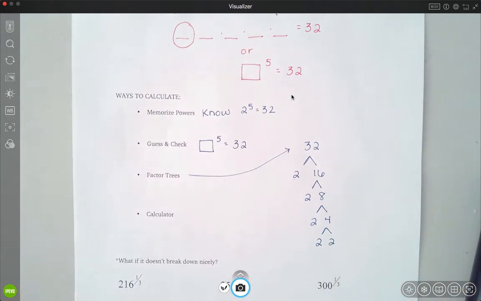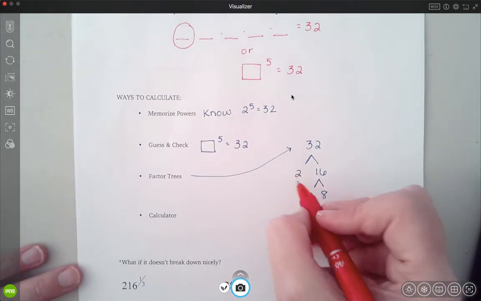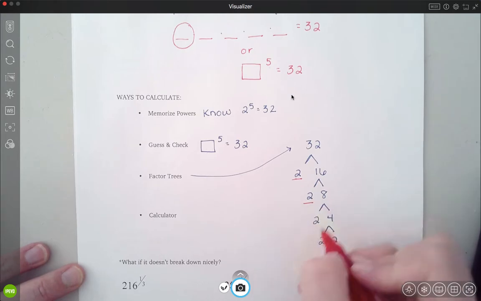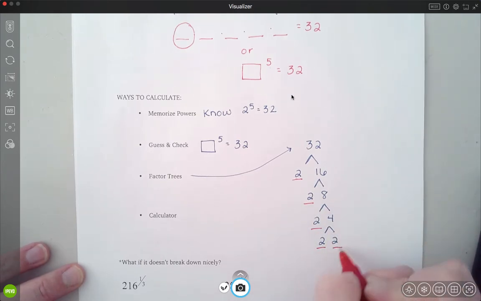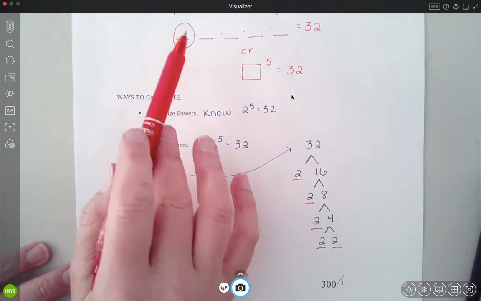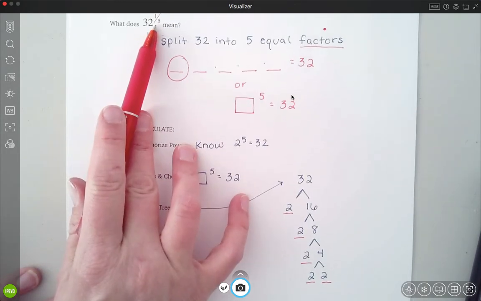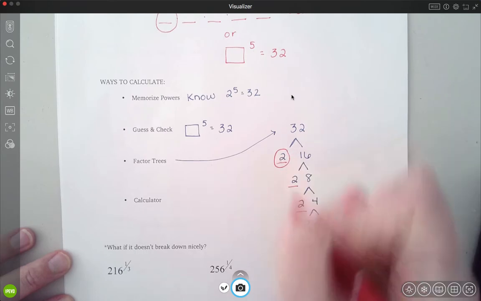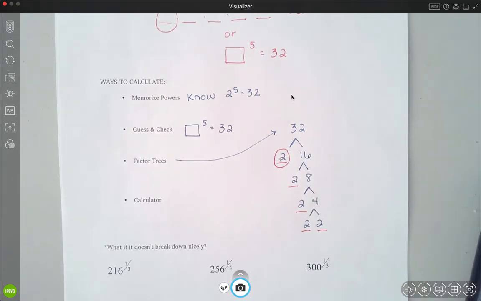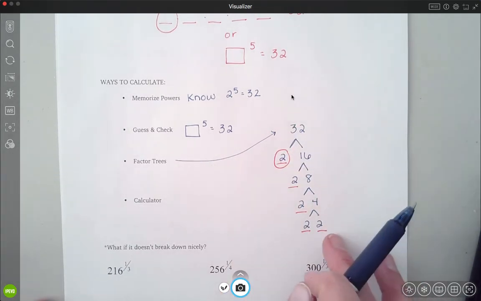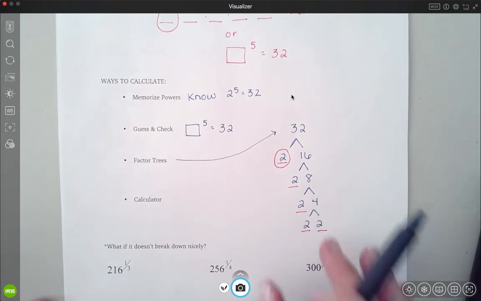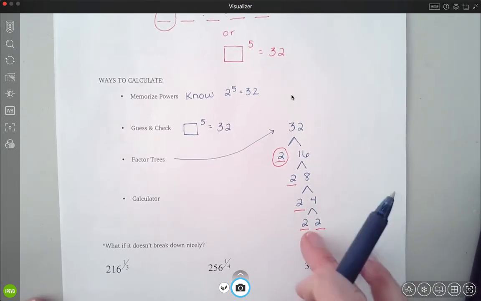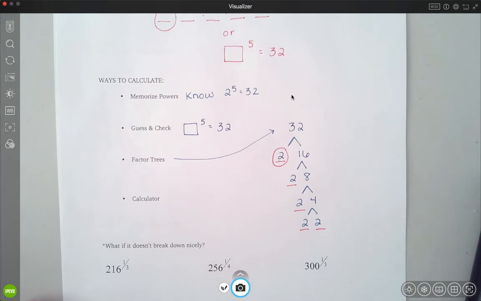So if I look at the end of my factor tree, I just came up with 1, 2, 3, 4, 5 2s, and I know that I wanted to split it into 5 pieces because this was 32 to the power of 1/5. So one of those numbers would be my answer, okay? So this is how you can do it using a factor tree. Again, I'm hoping that you don't have to do this for every single number, because once you've worked with some of these numbers enough, you'll know them off the top of your head.